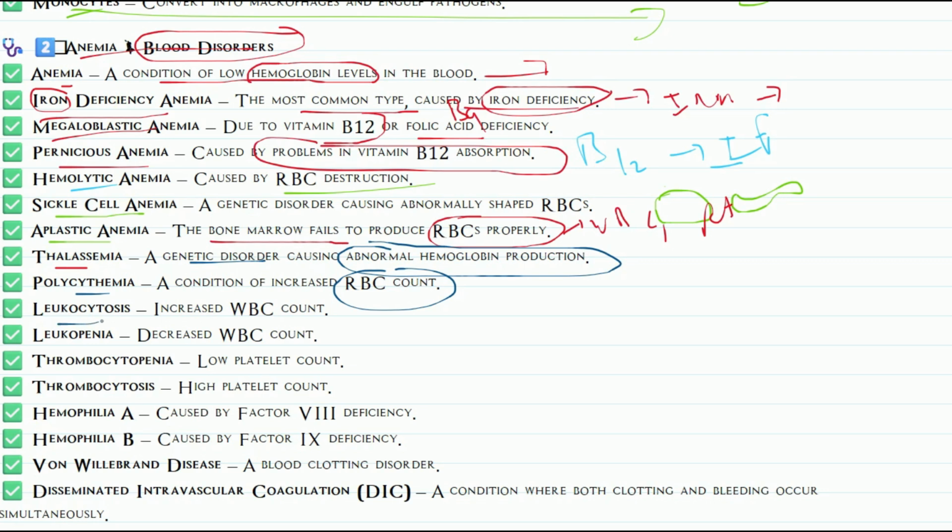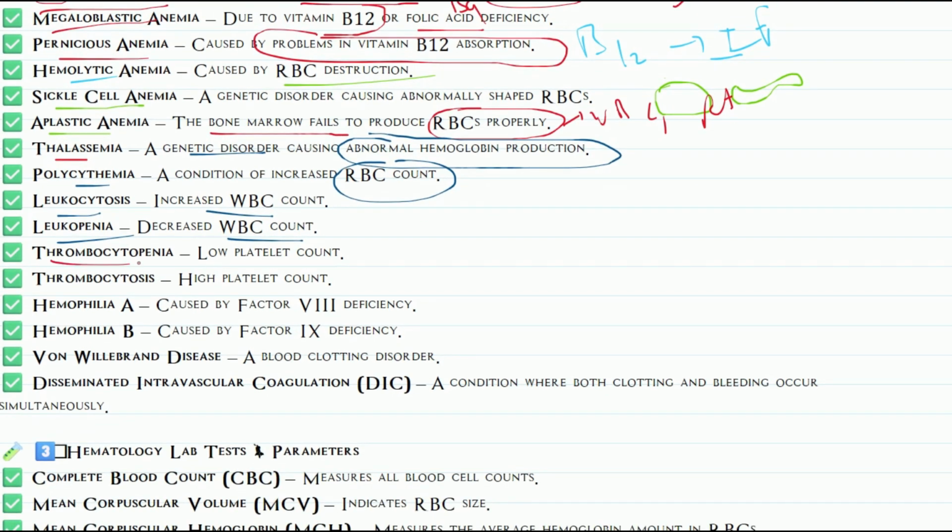Another, we have leukocytosis. As the name suggests, cytosis means an increased condition and penia means a decreased condition. In leukopenia, decreased WBC. In leukocytosis, increased WBC count. Then we have thrombocytopenia, low platelet count, and thrombocytosis, increased platelet count.